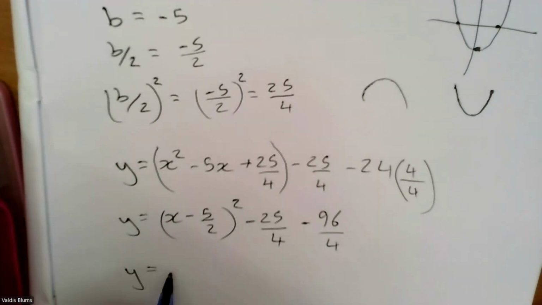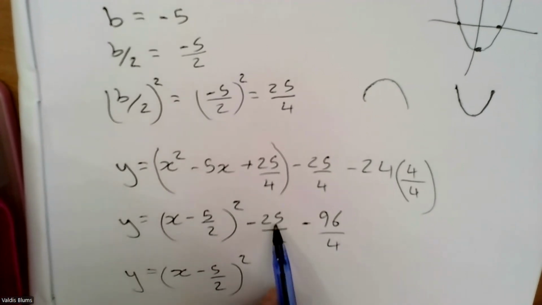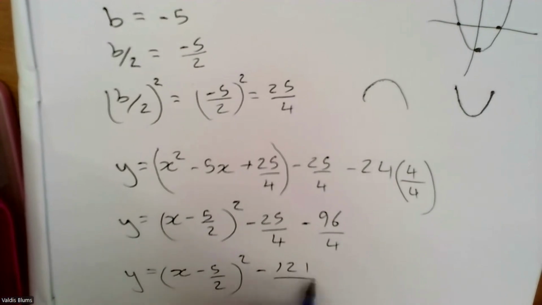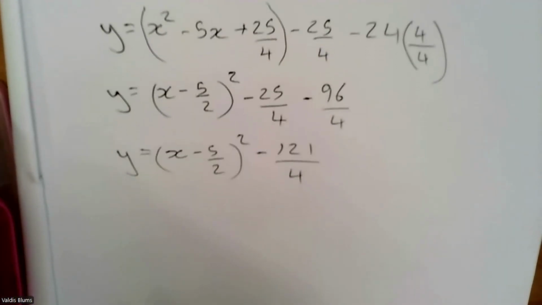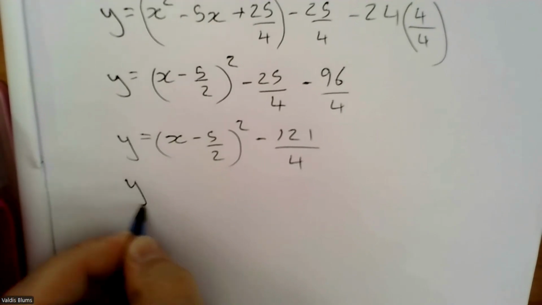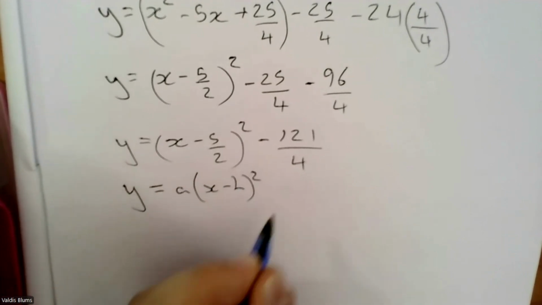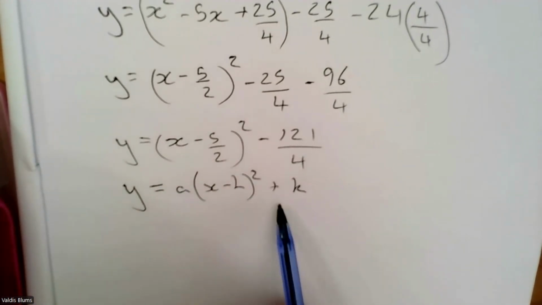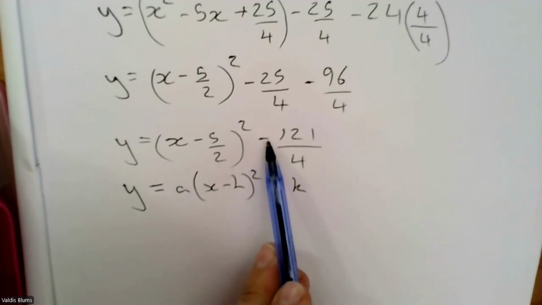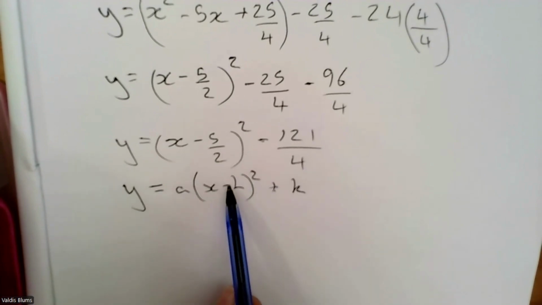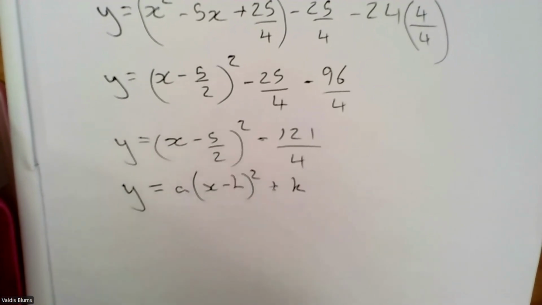y is equal to (x minus 5/2) squared. 25 plus 96 gives you 121. They're both negative, so we have negative 121 on 4. Now we're comparing this to our turning point equation. For this to be a plus k, that negative is associated with the 121 on 4. For this to be a minus, h is actually going to be a positive value.